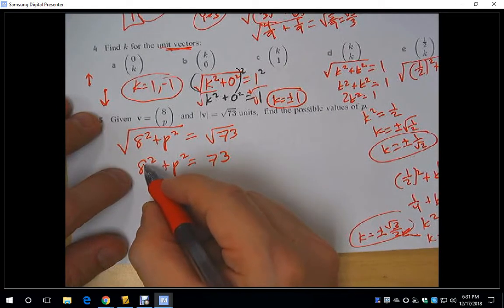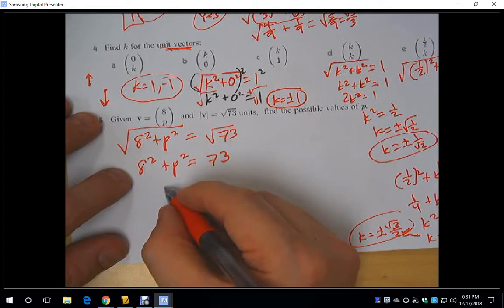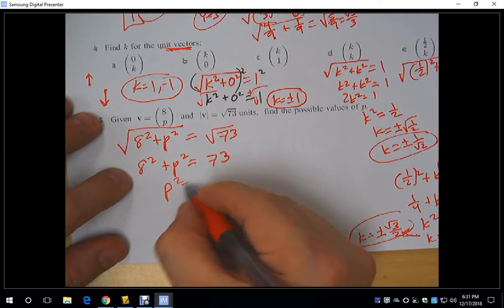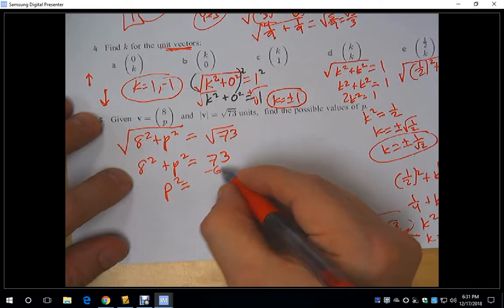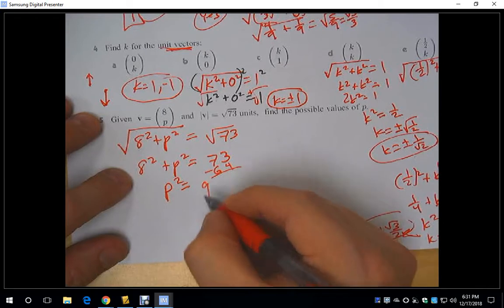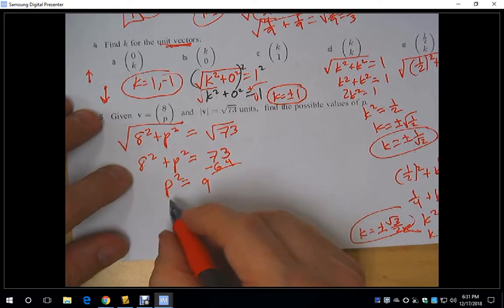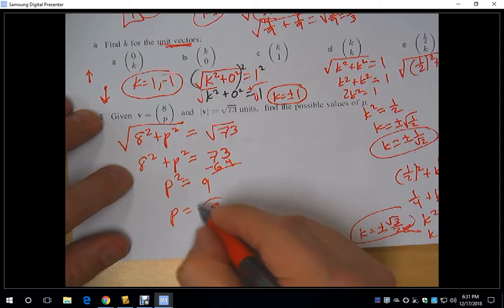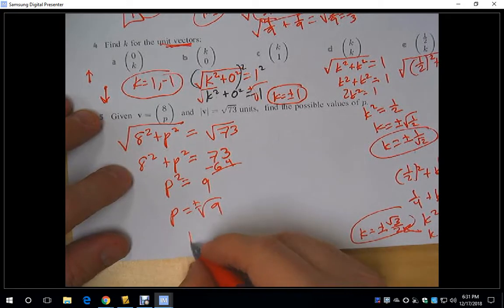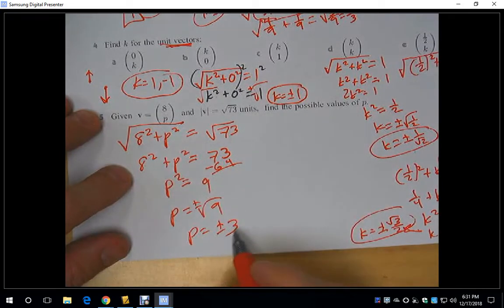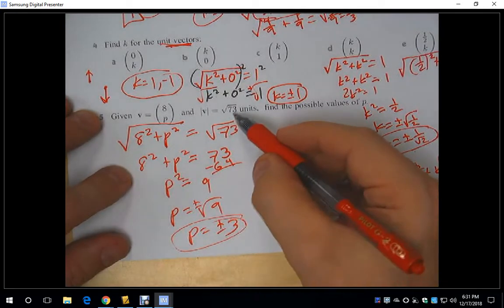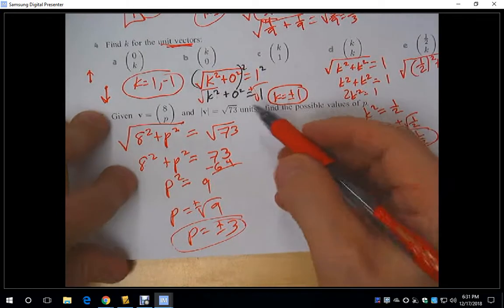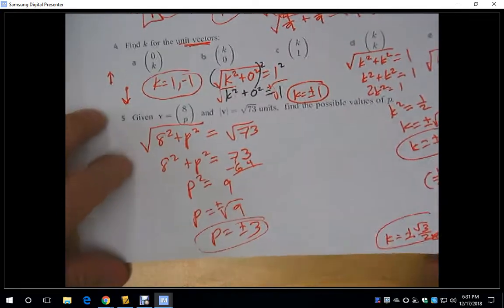8 squared is 64, so I'm going to subtract 64 from both sides. So I have p squared equals 73 minus 64. That gives me 9. And then I'm going to take the square root, so p equals plus or minus the square root of 9, or p equals plus or minus 3. So that's what p equals, plus or minus 3, if the magnitude of our vector is the square root of 73. All right, last page.